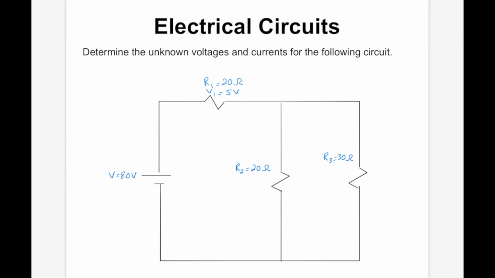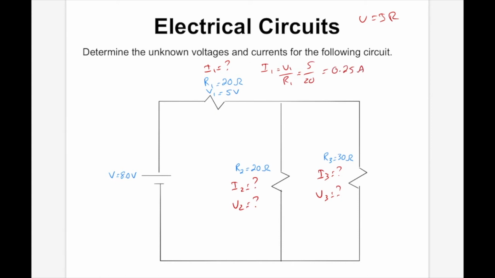Determine the unknown voltages and currents in the following circuit. So we need to know I1, I2, we need to know V2, we need to know I3, and we need to know V3. So we can figure out I1. Remember, we're going to use V equals I times R. So we're going to say that I1 is going to equal V1 divided by R1. V1 is 5, R1 is 20. 5 divided by 20 is 0.25 amps.